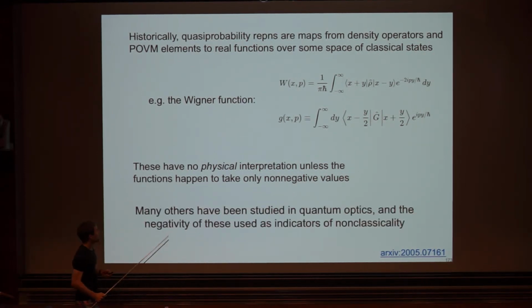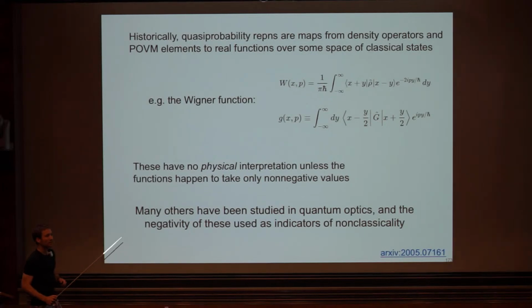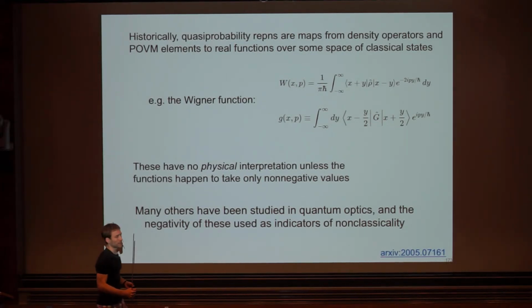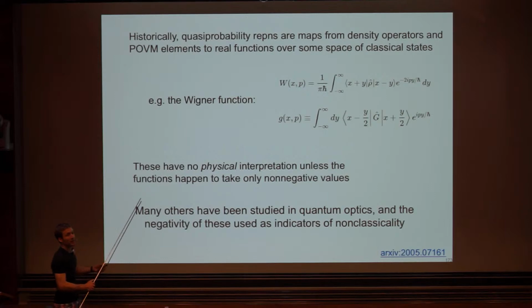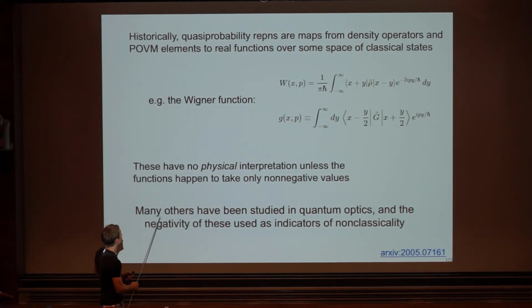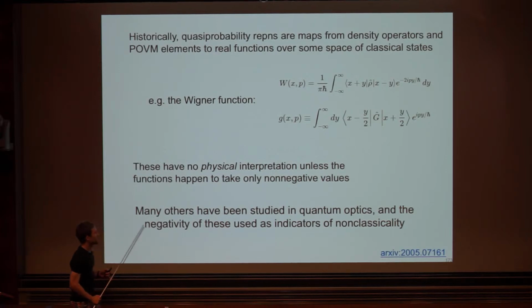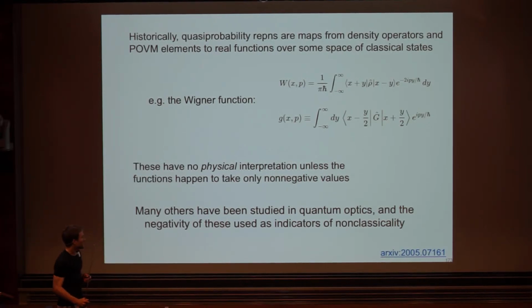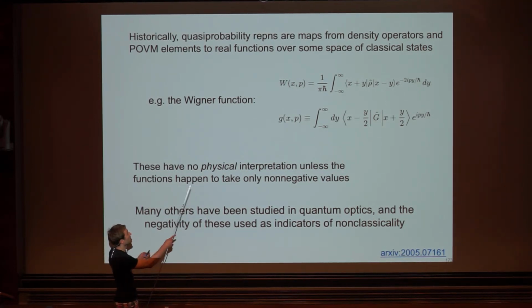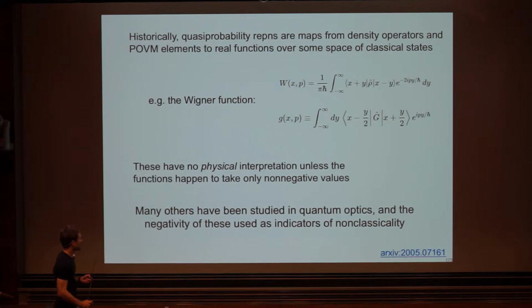Now, if it so happens that they go positive, then you can think of it as a sort of classical probability theory, as an ontological model, and you can ascribe some physical significance to it. But in general, these are just mathematical representations, not physical representations. And there are many different Wigner representations. There's the Glauber-Sudarshan representation and the discrete Wigner function that Gross defined, and many similar quasi-probability representations.